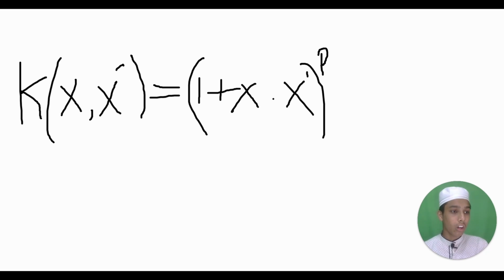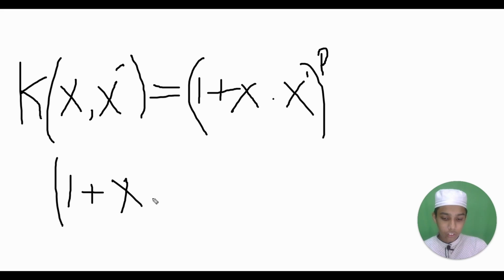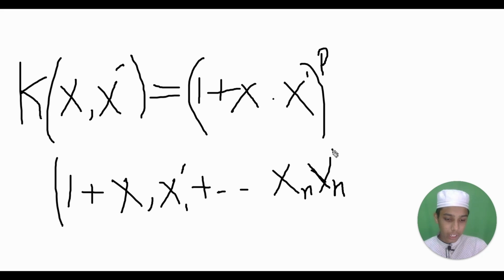Now if you calculate this all out, our new vectors which will correspond to the z space vectors would be, wait, let me show you how it's going to be. We have 1 plus x1 into x1 prime, plus and so on up to xn into xn prime, and then the whole power of p. That's what I want to say. It's going to be n number of dimensions, as I said before.